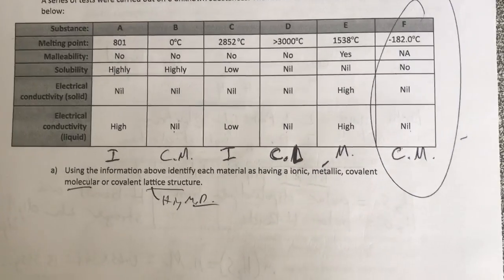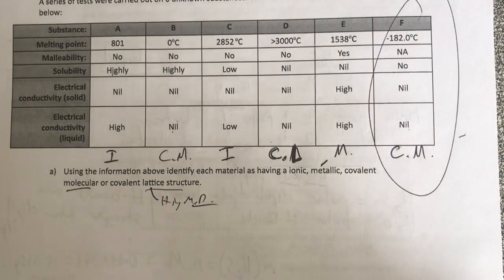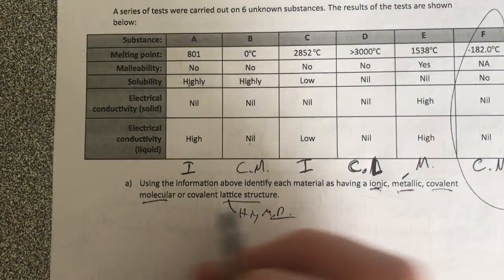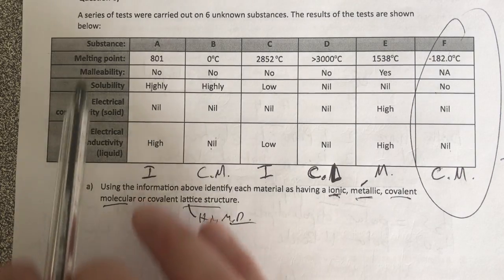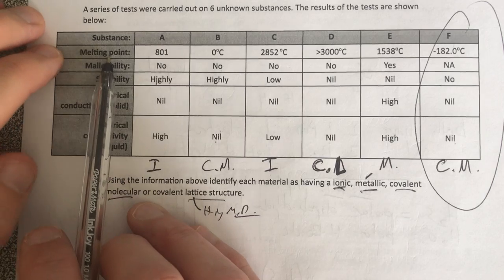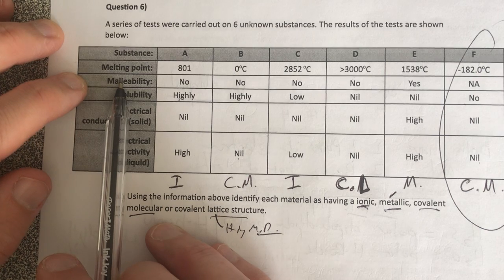This question was all about identifying properties and what you can tell about the bonding within a molecule or a compound based on the properties that you have. And you need to be able to know how these materials' properties are exhibited and where they come from. Melting point is all about the force holding the things together. Malleability is about the structure. That's mainly to do with ionic and metallic compounds.